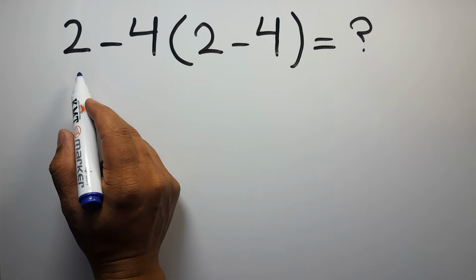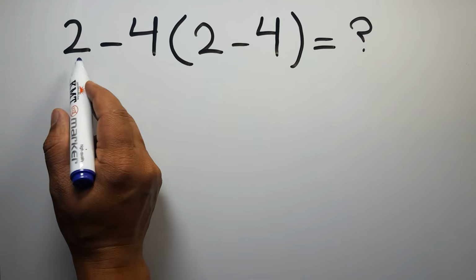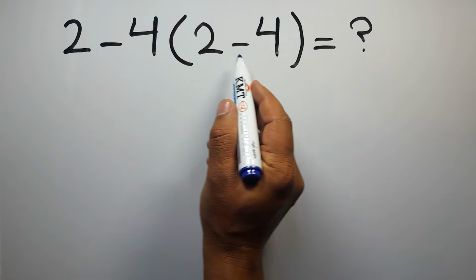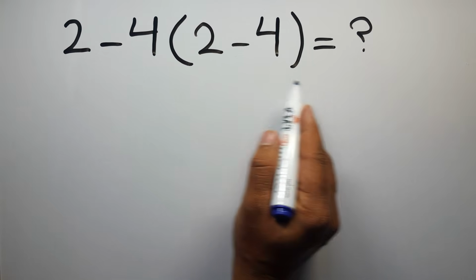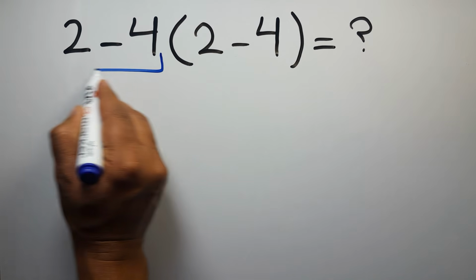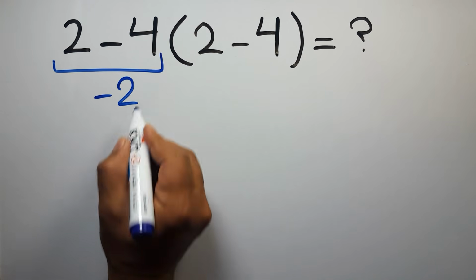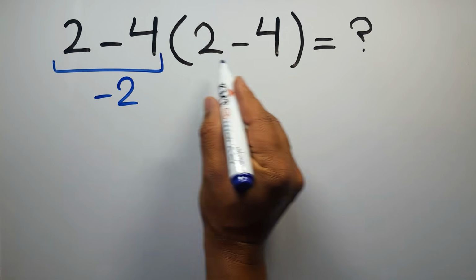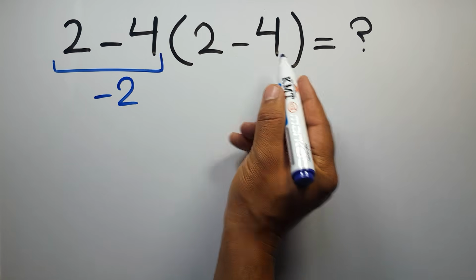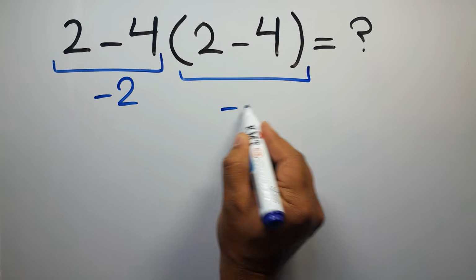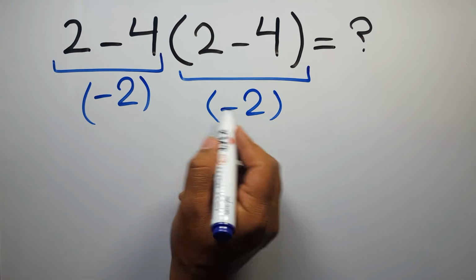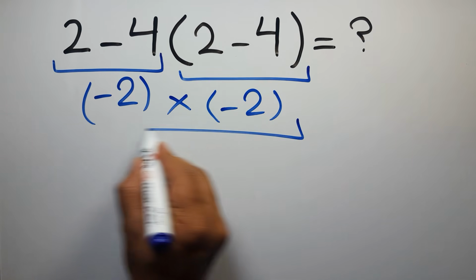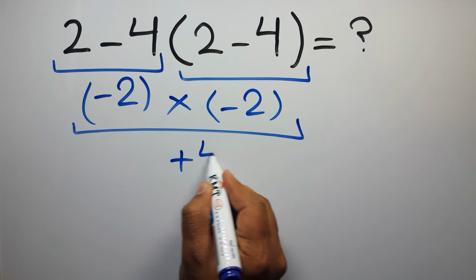In this video we want to find the value of this expression: 2 minus 4 times (2 minus 4). Are you ready to solve? Let's go ahead and get started. 2 minus 4 gives us negative 2. And again here inside this parenthesis we have 2 minus 4. So negative 2 times negative 2, which equals positive 4.